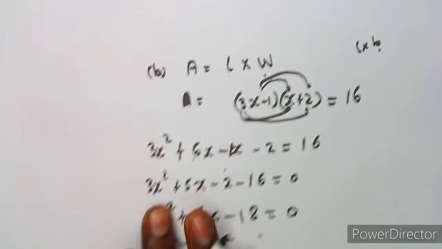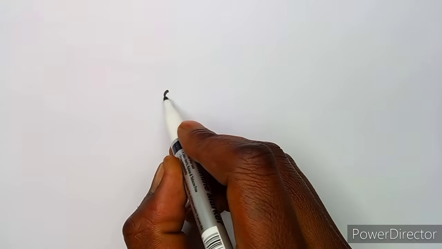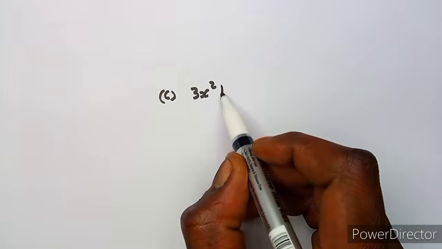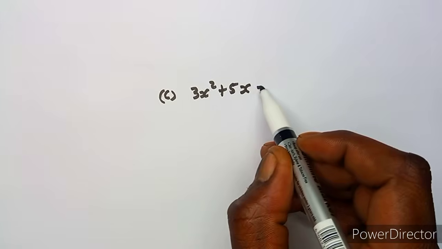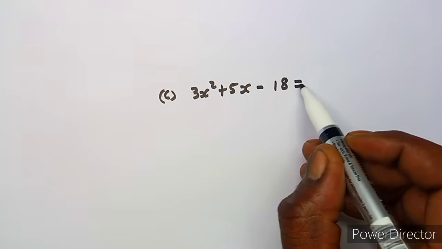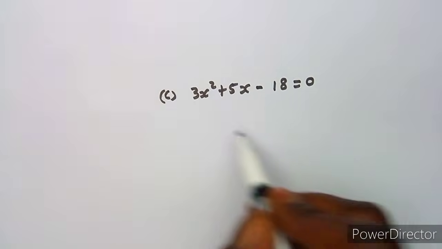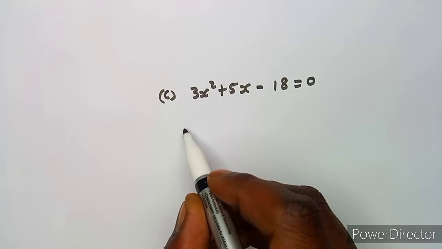So definitely, guys, if you are asked to give your answer to 3 significant figures, it's a definite thing that factorization is not going to work. So we have to apply our quadratic formula or completing the square. I don't know which method you are best at, so I'm just going to use the quadratic formula in this case.